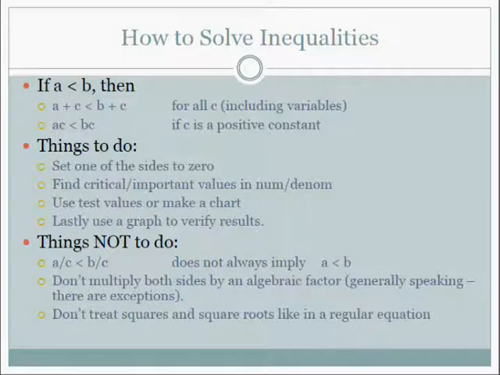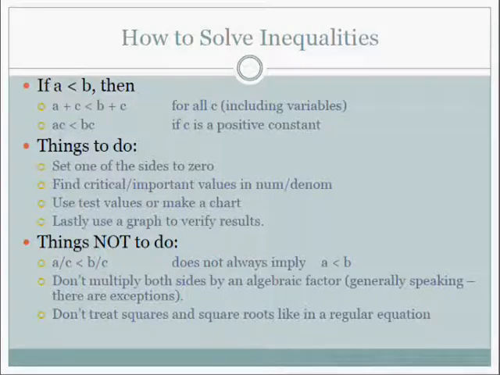And based on that, we can use these test values. We can make a chart. We place them in order, pick points in between each region determined by our critical values, and from there we can say, okay, this part's going to be positive, this part's going to be negative. Sometimes it has that nice positive negative pattern. Depending on the question, it may or may not. And from there we can go ahead and solve our inequality practically.